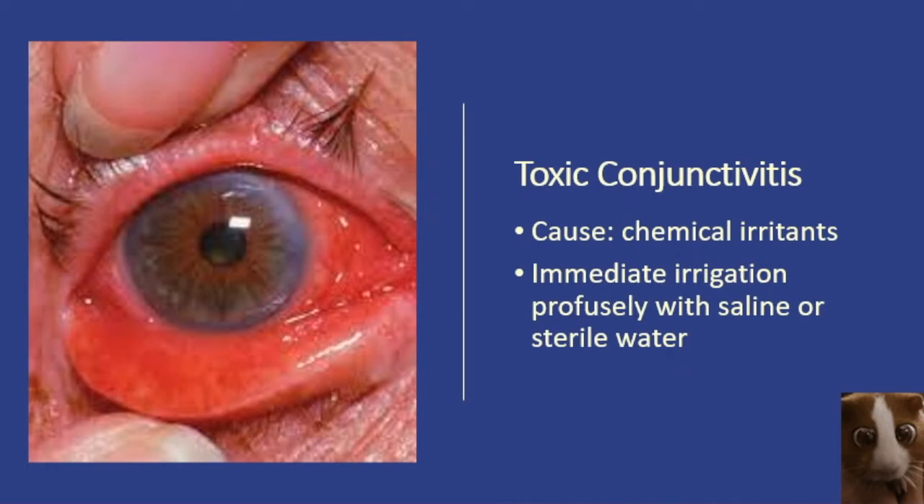Now, for your toxic conjunctivitis, this is caused by chemical irritants. So if ever your patient has this, where the eyes come into contact with chemicals, you need to immediately irrigate profusely with saline or sterile water. The irrigation with saline or sterile water is expected to reduce the damage that could be done by the toxic substance that came in contact with your eye. If you delay the irrigation, you are allowing the substance to penetrate through the layers of your eyes.